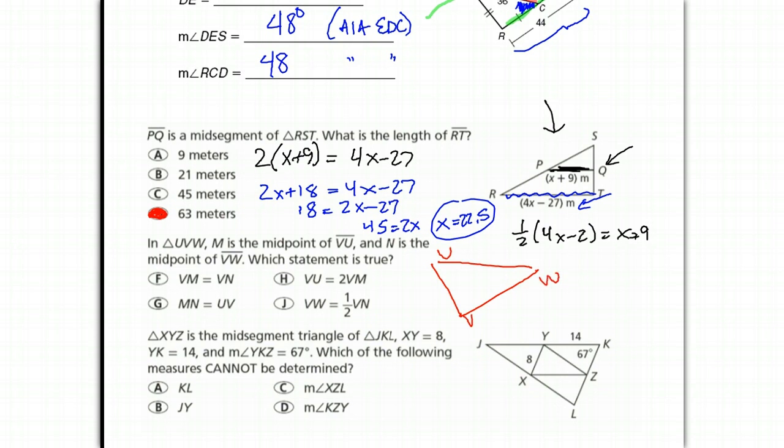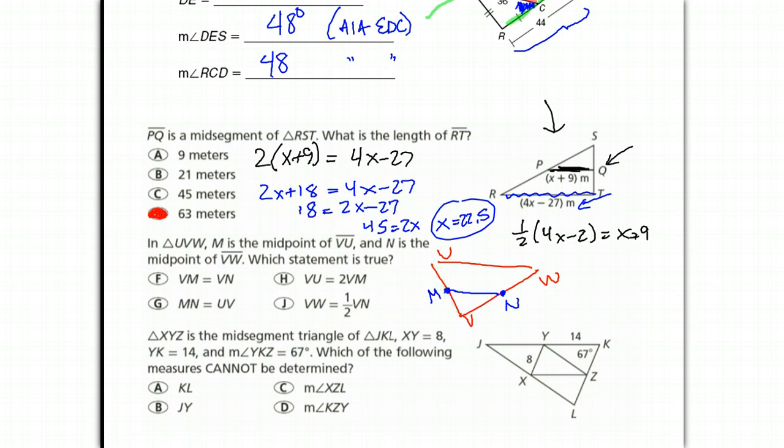M is the midpoint of VU, so that would be right here. N is the midpoint of VW, so that would be right there. And which statement is true? So we'll draw that midsegment in there. We know a few things that are true, but it says VM and VN. VM and VN would be this one and this one. We don't know those are equal by the triangle midsegment theorem. So we have MN and UV. That would be this one and this one. There's no relationship there.